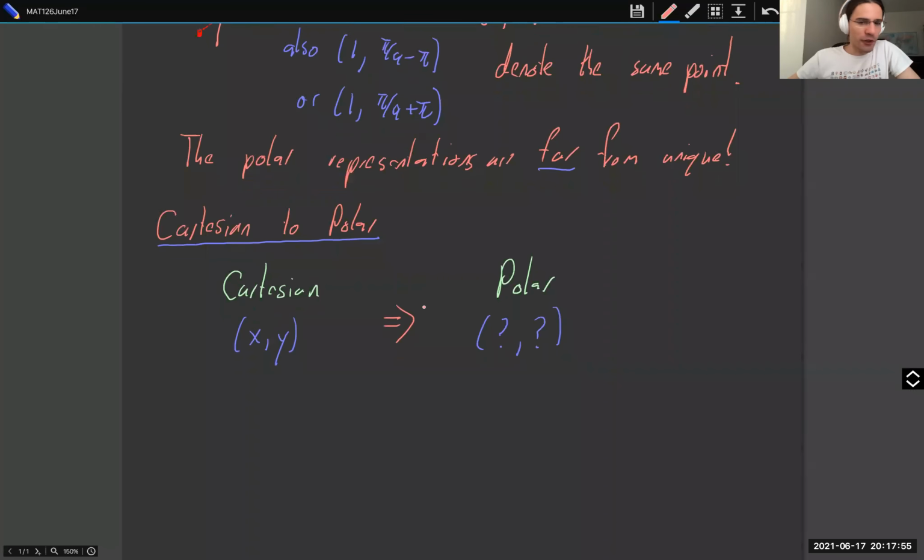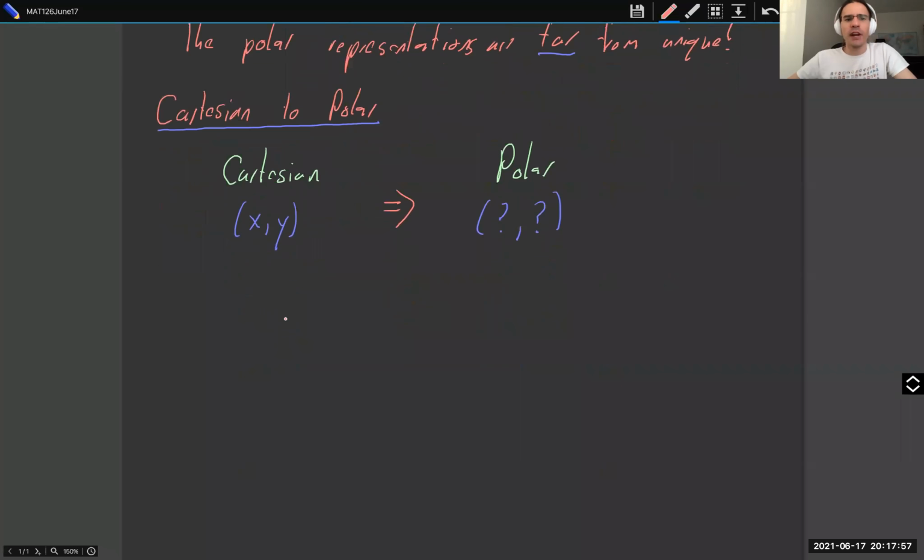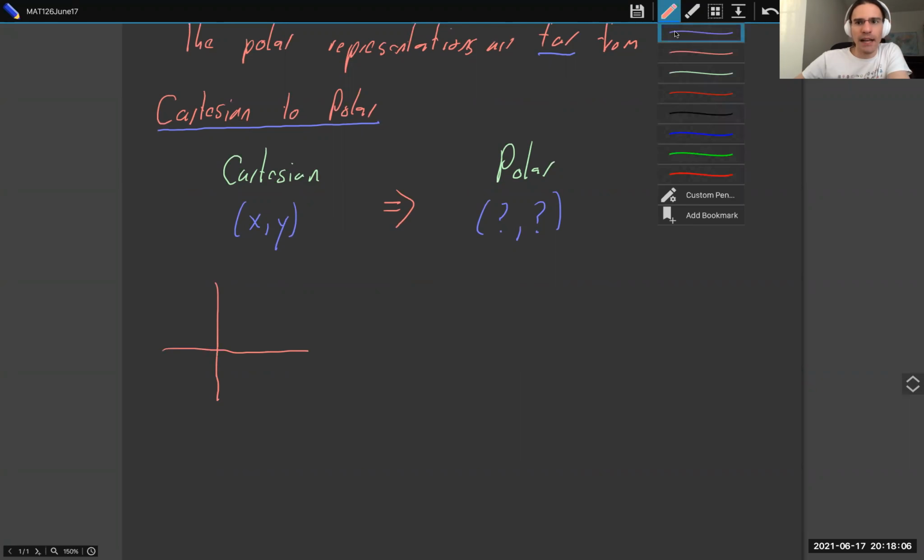So first off, what is the radius? Let's draw a picture. If I move x units along here and y units along here, then how far have I moved from the origin?